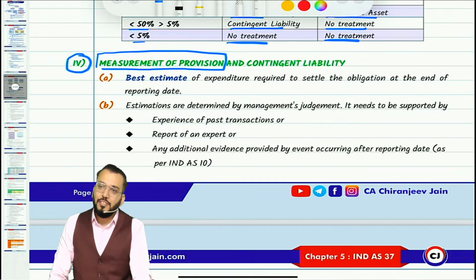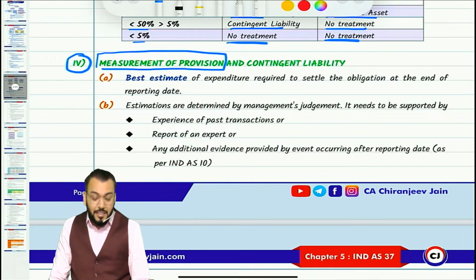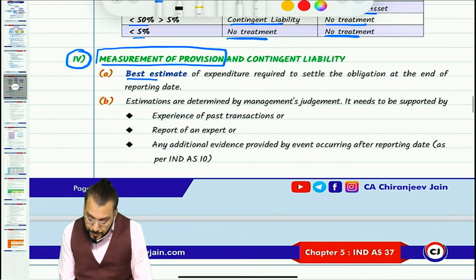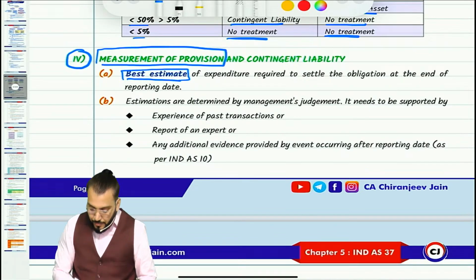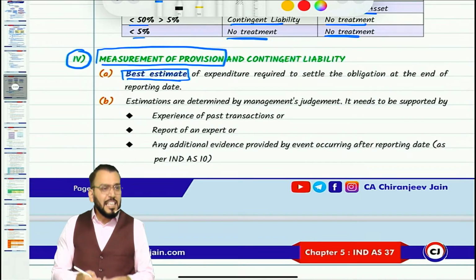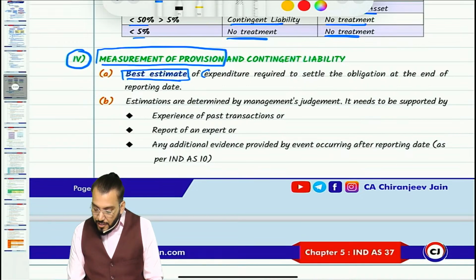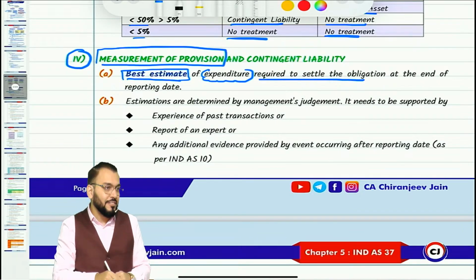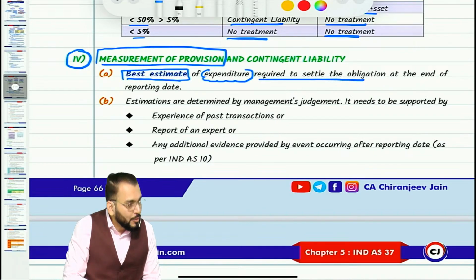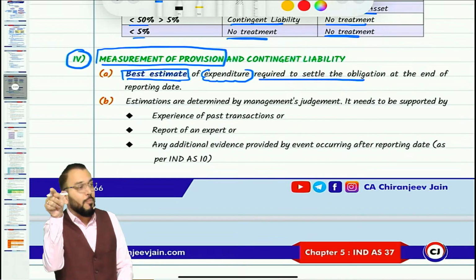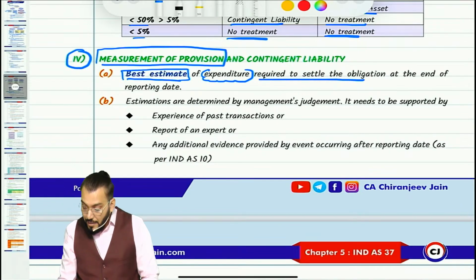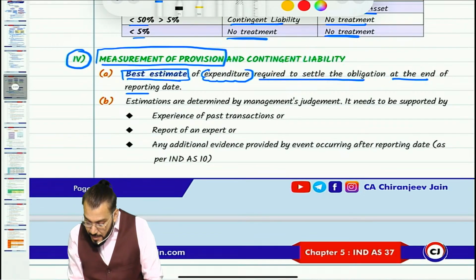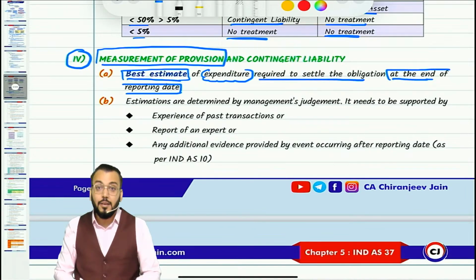So how to measure? Ind AS 37 says that it should be the best estimate of what? Best estimate of expenditure, future expenditure, which is required to settle the obligation in future. At the end of the reporting date. Oh, acha. At the end of the reporting date.